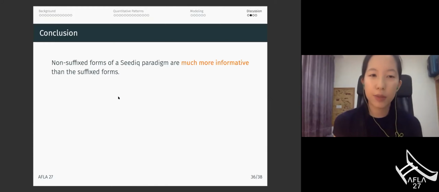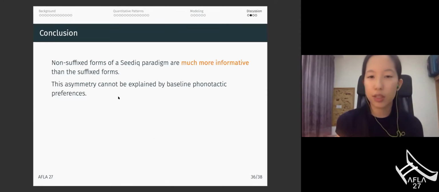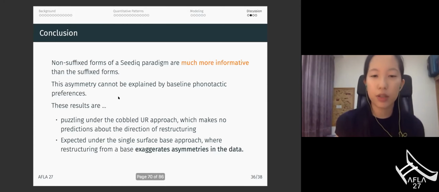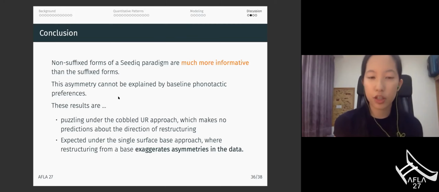So in summary, we see that the non-suffix forms of the Seediq paradigm are much more informative than the suffix forms. And this asymmetry isn't just a result of phonotactic preferences. These results are unexpected under a cobbled UR approach because such an approach makes no predictions about the direction of restructuring. However, it's a natural outcome of the single surface base hypothesis, where restructuring from a base will necessarily exaggerate asymmetries in the data, making the stem base more and more informative.